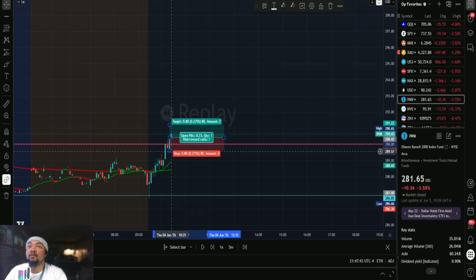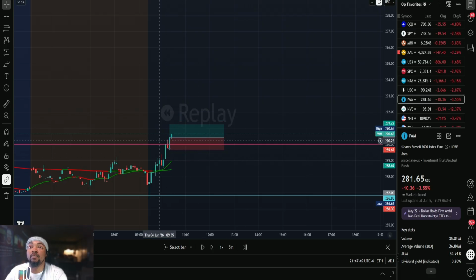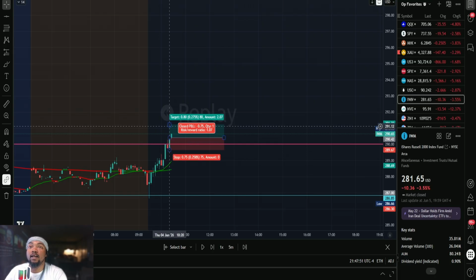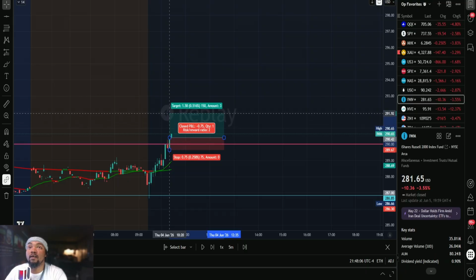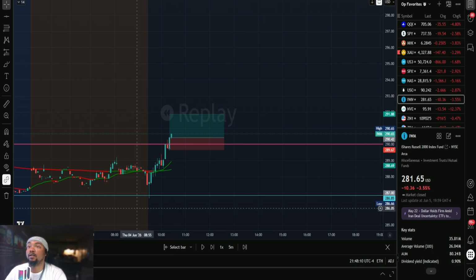We would have got in right there. Me personally, I like to have my stop loss right below the previous candle. So let's take that and let's go up. Point two would be what I would really go for. That's my 20%. But let's see how far we go. I'm gonna just put it at 50% and see what happens.